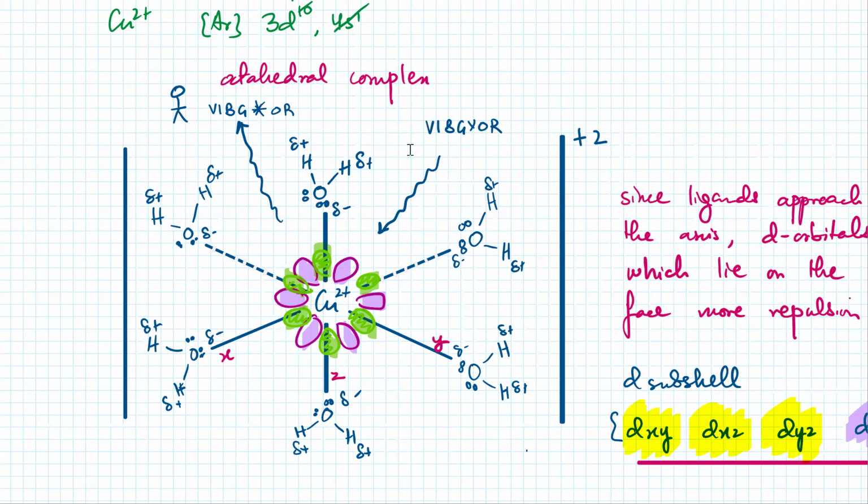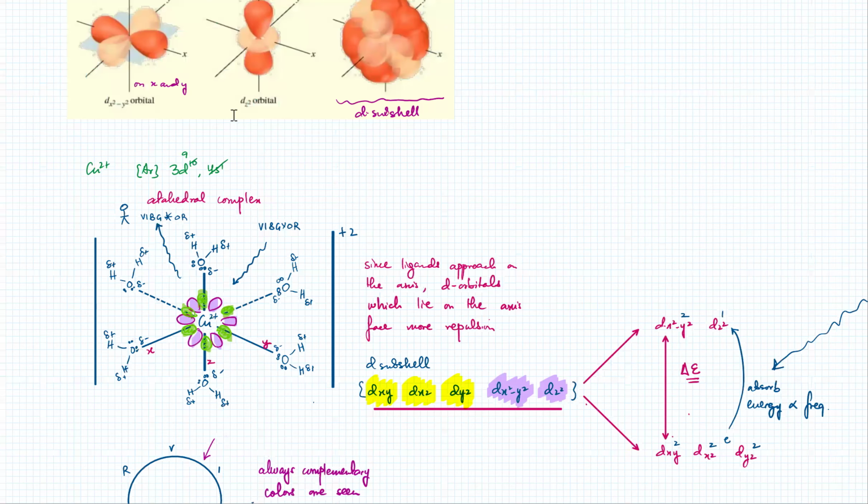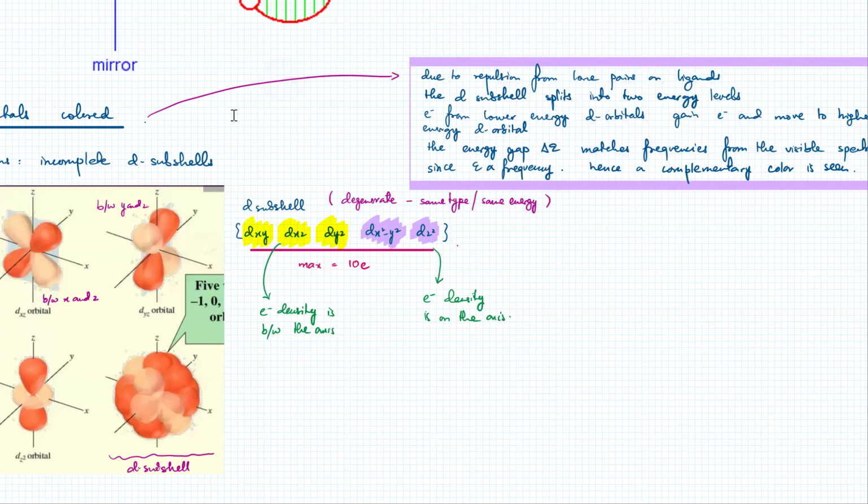So if white light is coming and all the frequencies are coming in, the reflected light will have one frequency missing that it absorbs. So if it absorbs yellow, you're not going to see yellow. You will see all the other colors, but you will not see yellow. Okay. So that is why transition metals are colored.